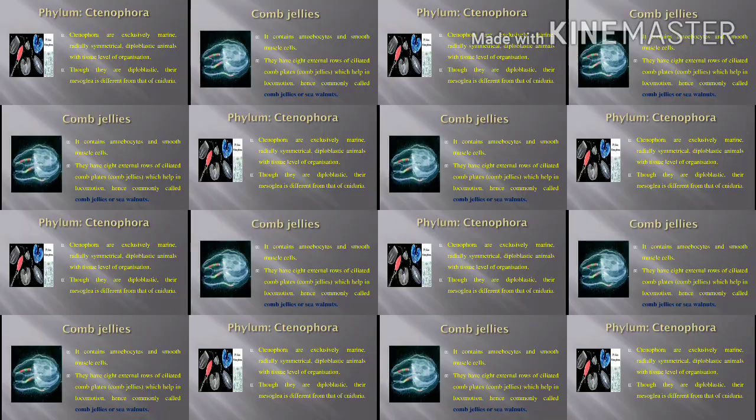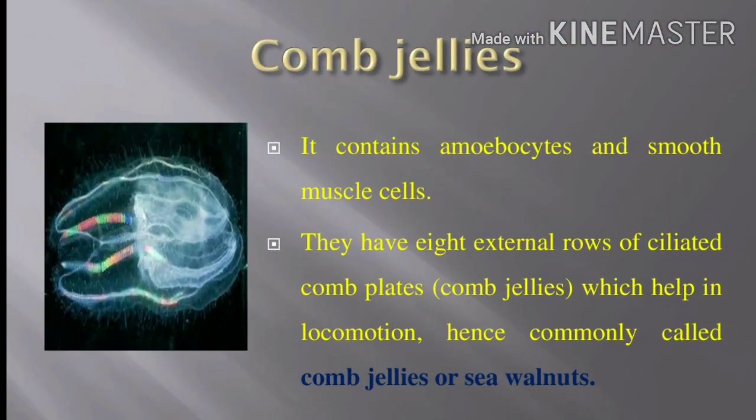Can you understand? In phylum Ctenophora, we study the structures of comb jellies. The comb jellies have cells called amoebocytes. In what type of cells? In Porifera, that is choanocytes or collar cells. In Cnidaria, that is cnidocytes or cnidoblasts, the stinging cells. But in Ctenophora, the comb jellies contain amoebocytes and smooth muscle cells.